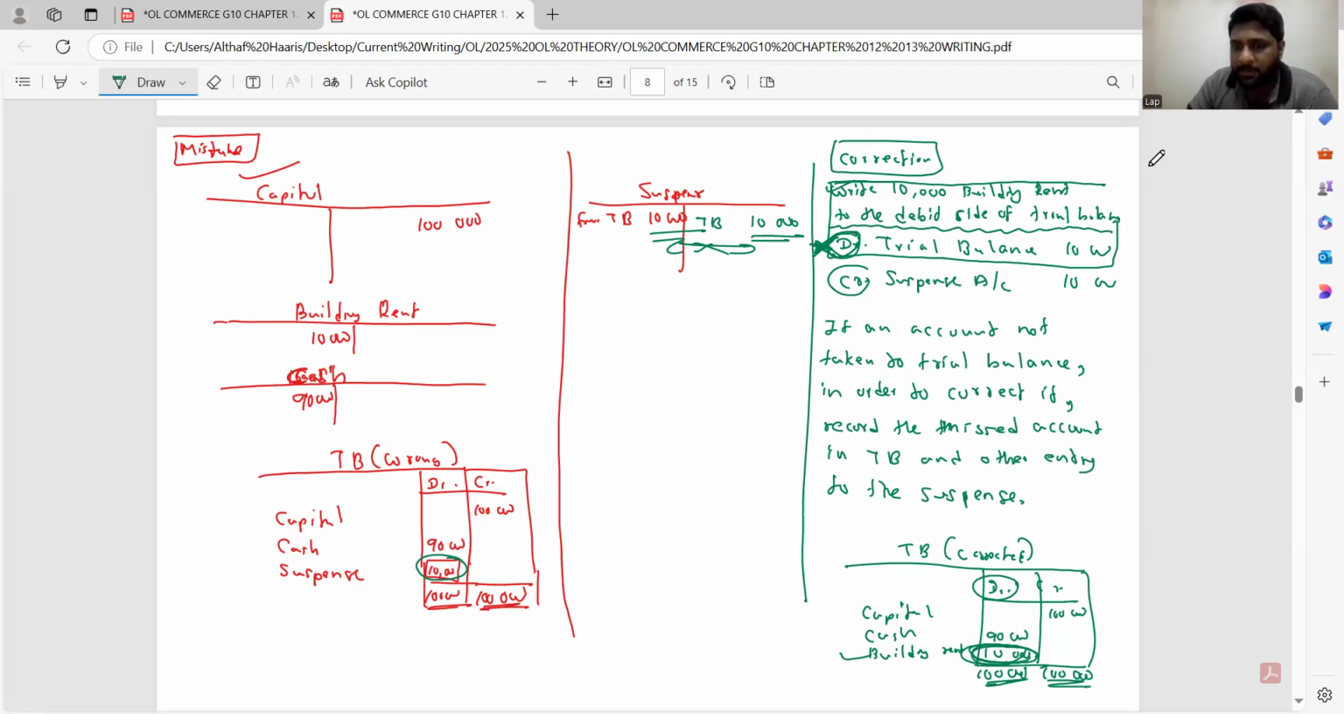Write 10,000 building rent to the debit side of the trial balance. There is no building rent in your account. There is nothing to write under the building rent because you have not taken the building rent expense. So if you have not taken it, take it, write it.